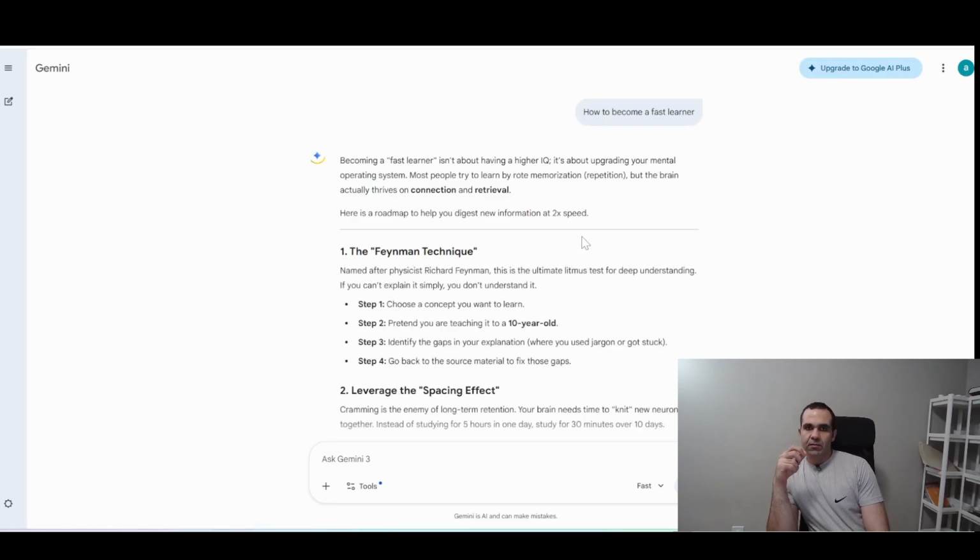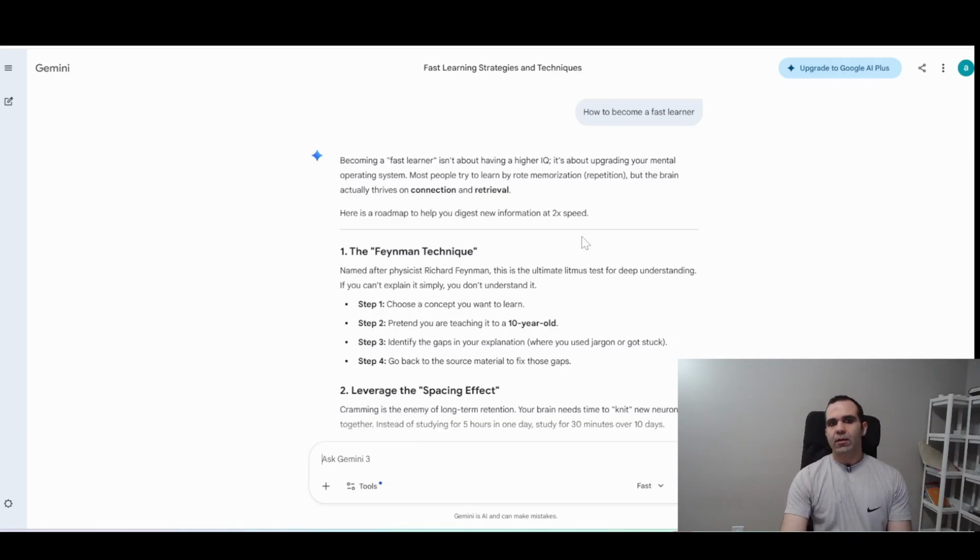Becoming a fast learner isn't about having a higher IQ. It's about upgrading your mental operating system. Most people try to learn by remote memorization, but the brain actually thrives on connection and retrieval. Okay, here is the roadmap to help you digest new information at 2 times speed. The, the Feynman technique, named after physicist Richard Feynman. This is the unlimited uh, litmus test for deep understanding. If you can't explain it simply, you don't understand.